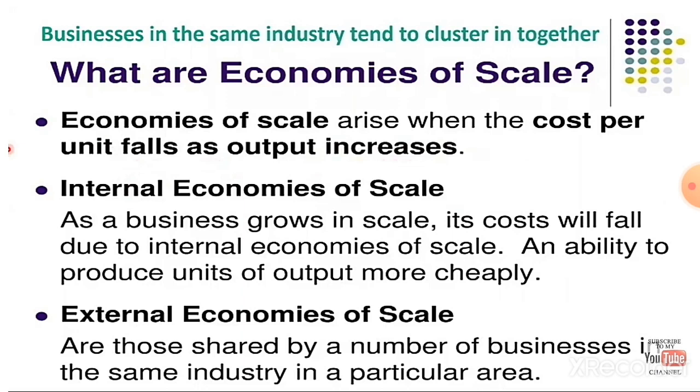What are economies of scale? Economies of scale arise when the cost per unit falls as output increases. It is classified into two. One is internal economies of scale, another one is external economies of scale. Internal economies of scale means as a business grows in scale, its cost will fall due to internal economies of scale and ability to produce units of output more cheaply.